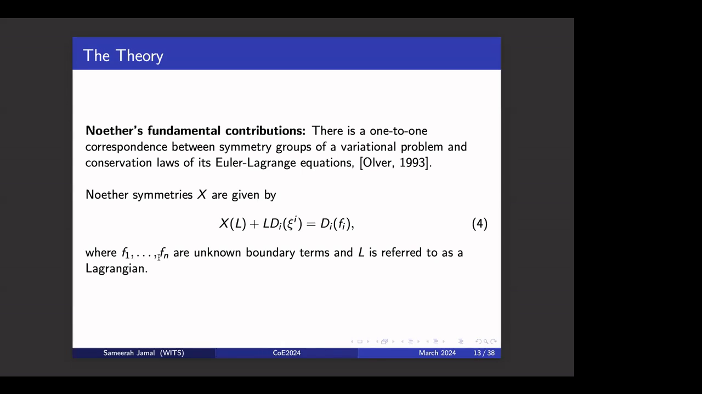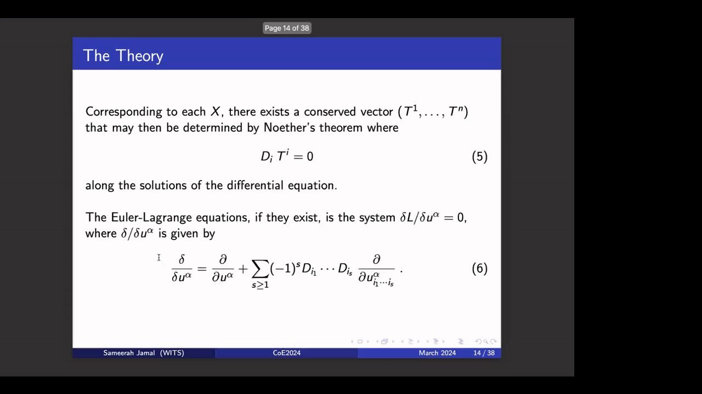So these Noether symmetries are vital in cases where there is a Lagrange functional. And basically, you could construct a conserved vector for each Noether symmetry. The conservation law is given by equation 5, and your conserved components are the vector T along your solutions of the differential equation.